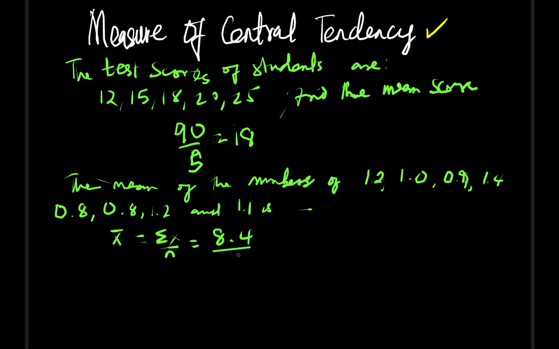8.4 divided by the total number of values, which is 1, 2, 3, 4, 5, 6, 7, 8. So you're dividing everything by 8. And if you divide by 8, you can use a calculator to figure out this one. If it gives you 1.05, then that's the correct answer. It is quite very, very simple.